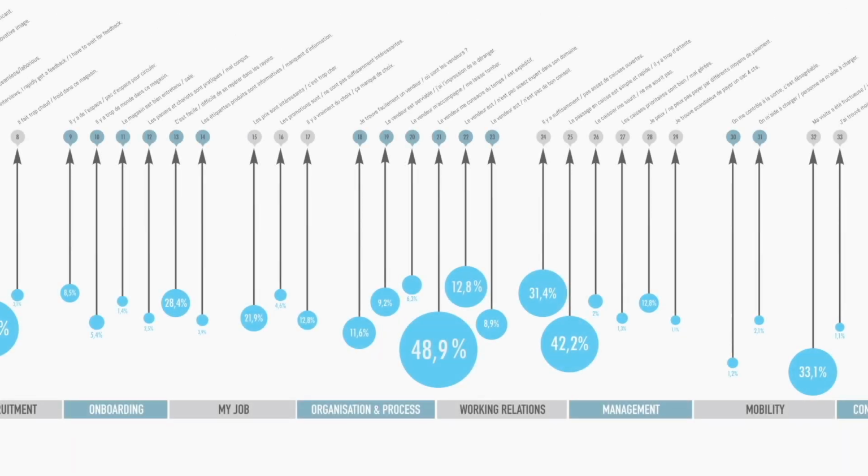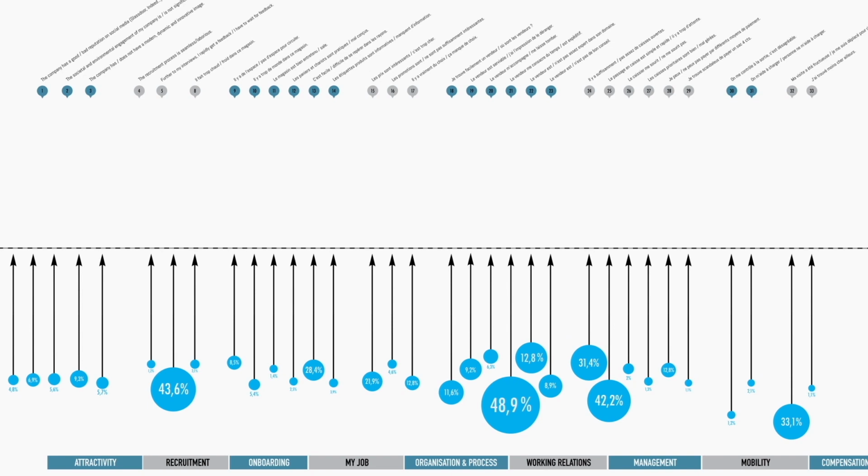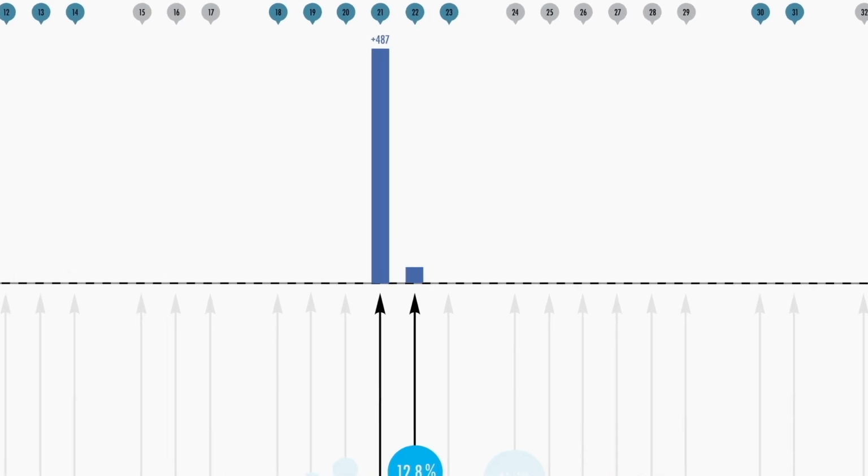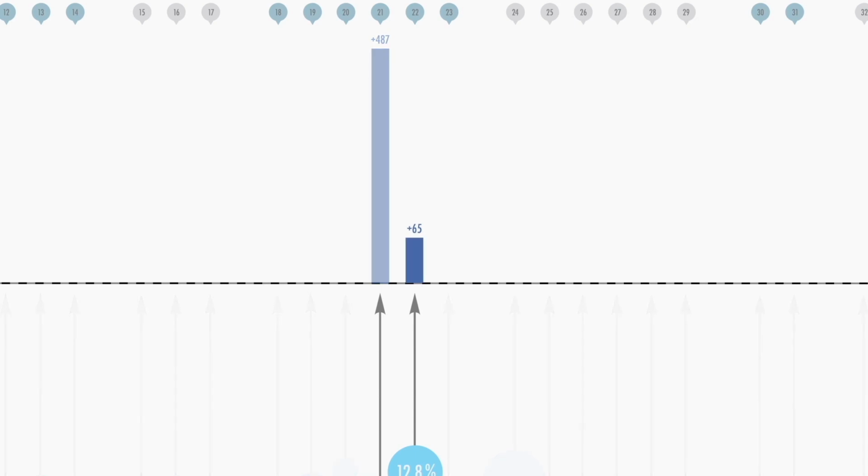Second element, the blue bars. They show the intensity of the speech from the most engaged employees, the promoters. The height of the blue bar measures the intensity of the employees' involvement when they talk about the touch points. They can be extremely involved, a high bar, or hardly affected, a small bar. It measures the engagement potential of each touch point.